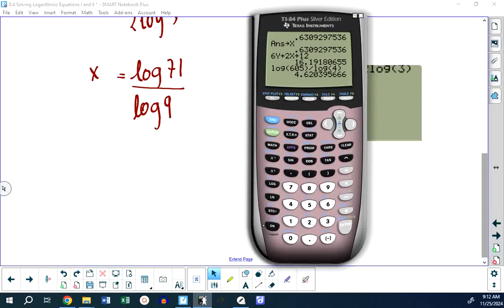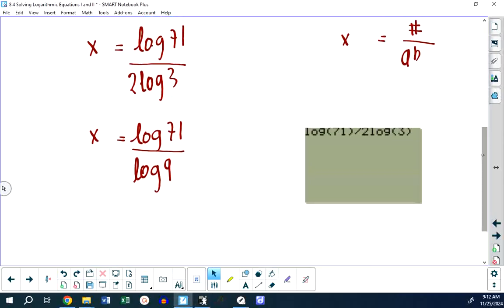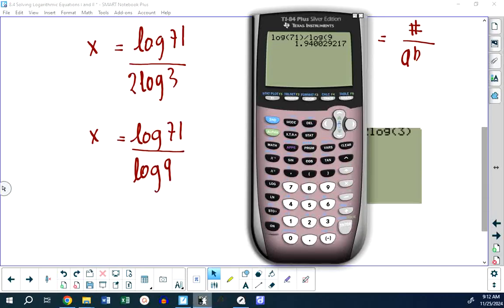So if I take log of 71 divided by log of 9, I get that. That's the decimal approximation. If you want to write it down, you can. If I take log of 71 divided by 2 log of 3, I don't get that. So what's the issue here? Do you know? You're dividing log of 71 by 2 first.